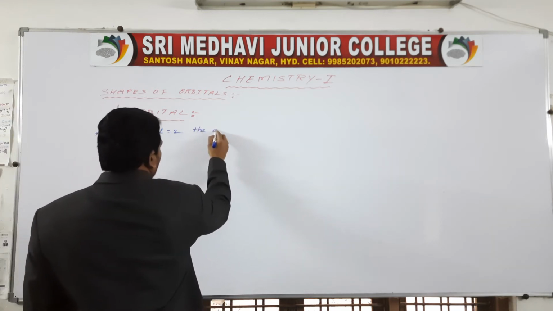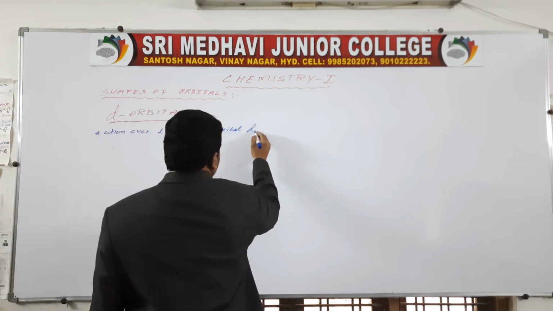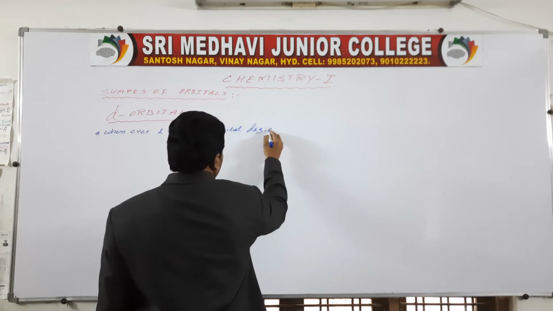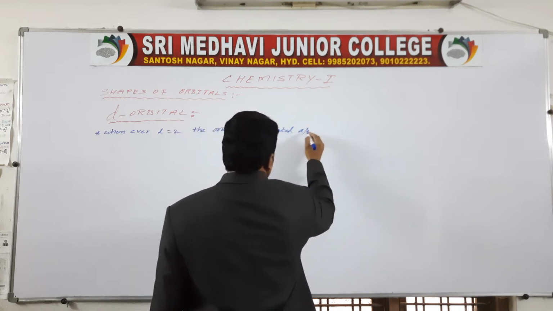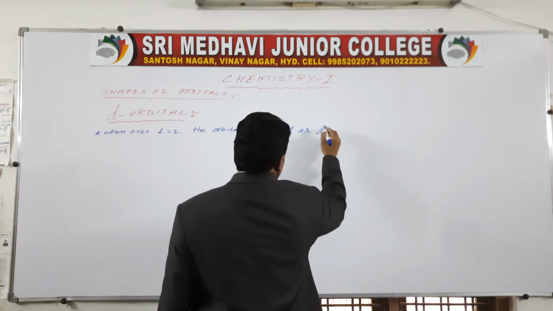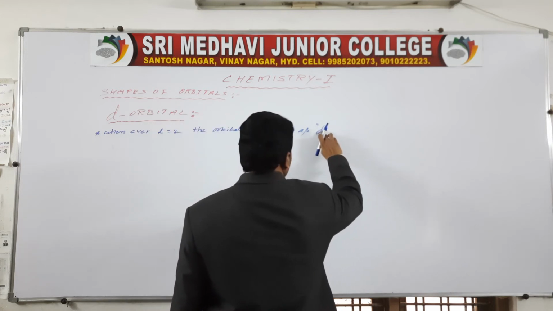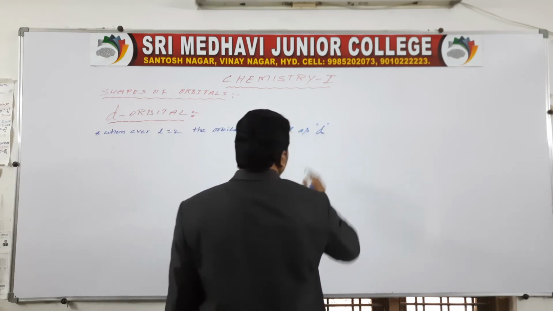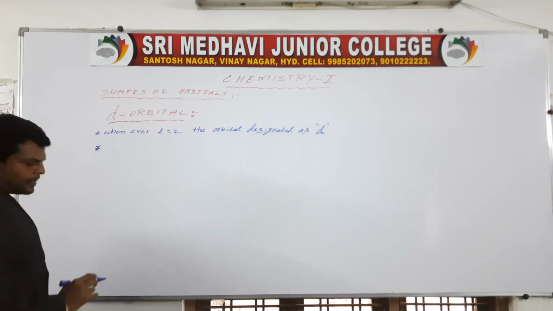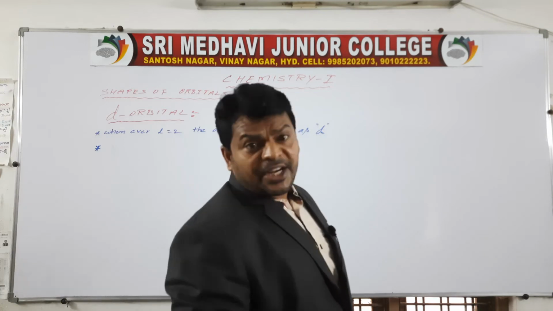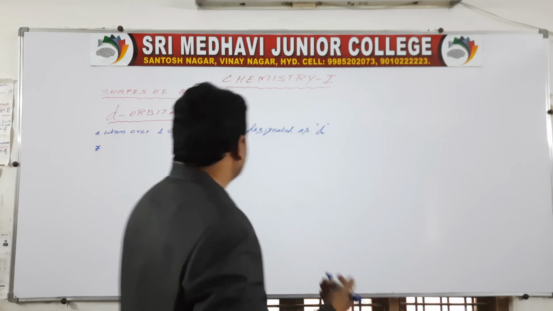the orbital is designated as d. Next, the shape of the d orbital is a double dumbbell. It has 4 lobes on either side of the nucleus.